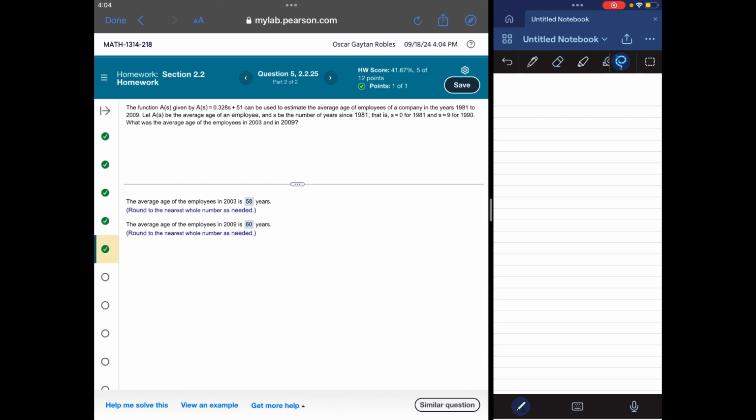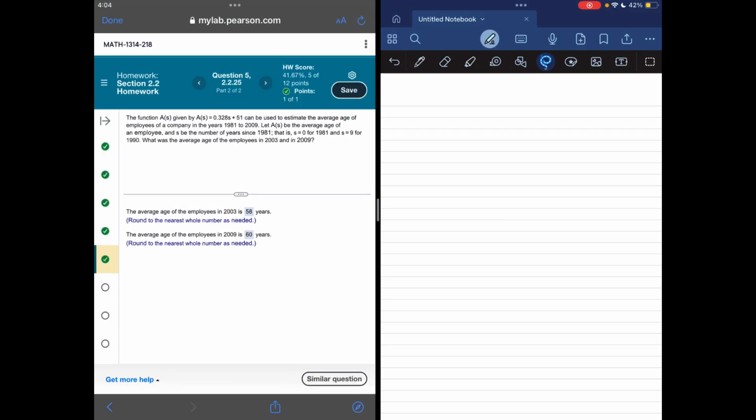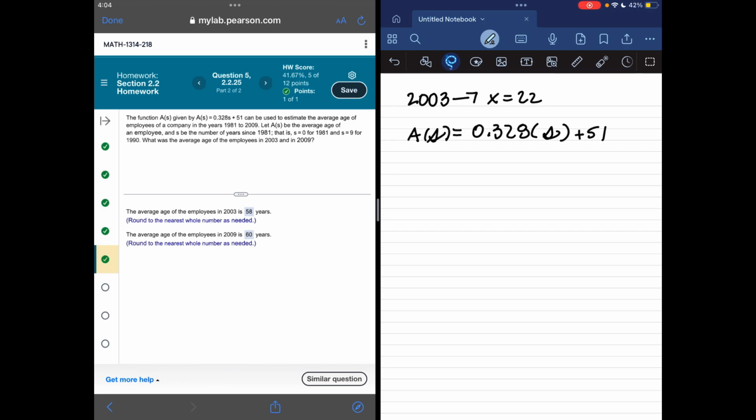So let me just work this out for you. Basically, we have to find the numerical equivalent of 2003. In this case, since 1990 will be 9, 2003 is going to be 22. And then we're going to substitute into the equation that's given, A(s) equals 0.328 times s plus 51. So we're substituting this 22 where the s is.